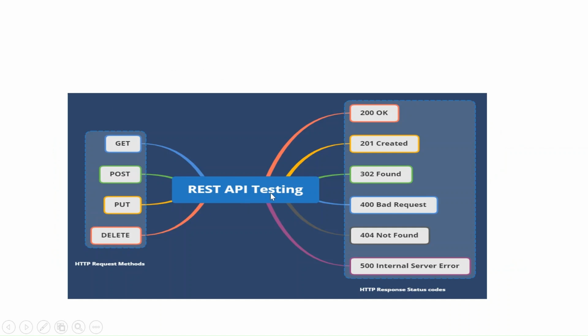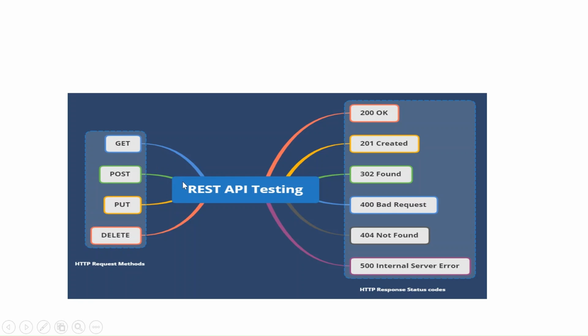Now, how does REST API testing work? It uses four methods: GET, POST, PUT, and DELETE. So it uses four methods for testing RESTful APIs. For example, the GET method is used to retrieve a resource, the POST method is used to create a resource, the PUT method is used to update a resource, and the DELETE method is used to delete a resource. So it uses all these four HTTP methods to check an endpoint.